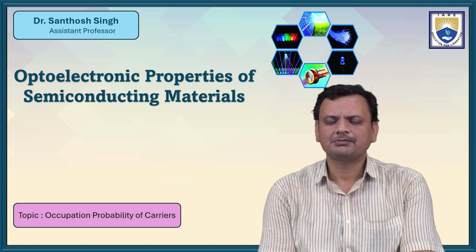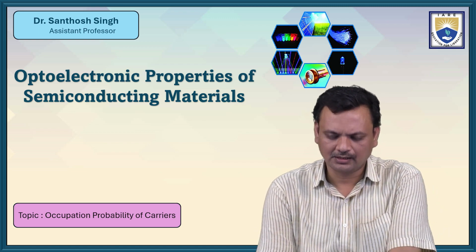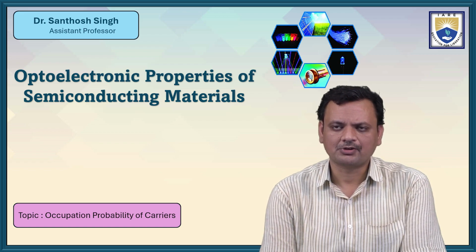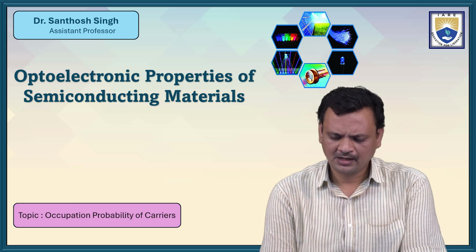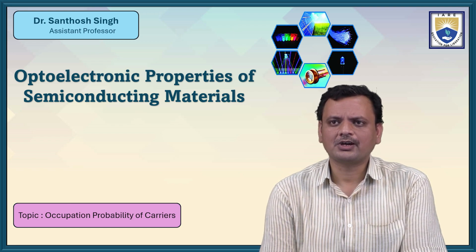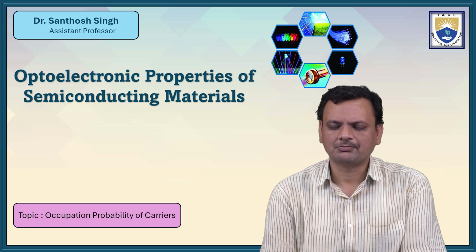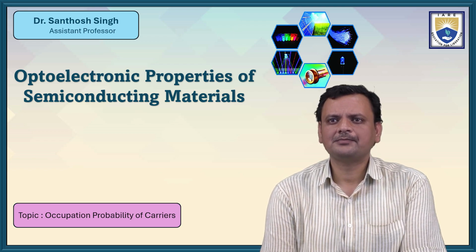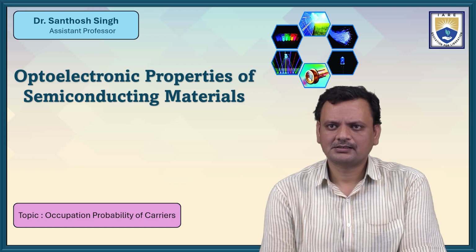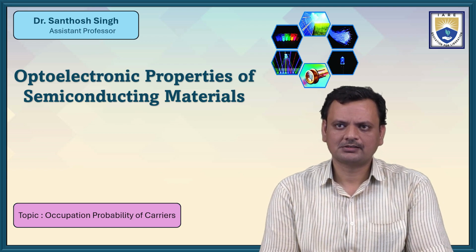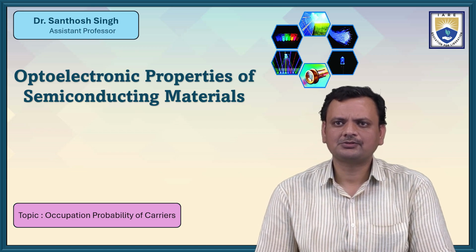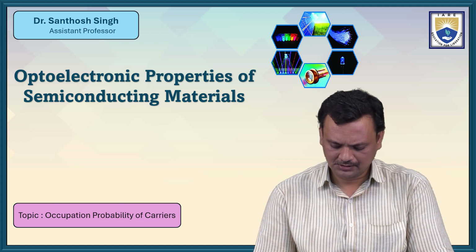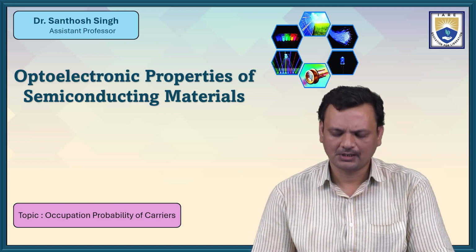Today I am going to discuss the occupation probability of carriers. In my last video lecture, I gave some discussion about occupation probability and carrier density. Today I will explore more about occupation probability, that is, how the charge carriers take their place in particular energy levels, and what the probabilities are that any charge carrier will occupy a particular energy level. So we will discuss more about these things.